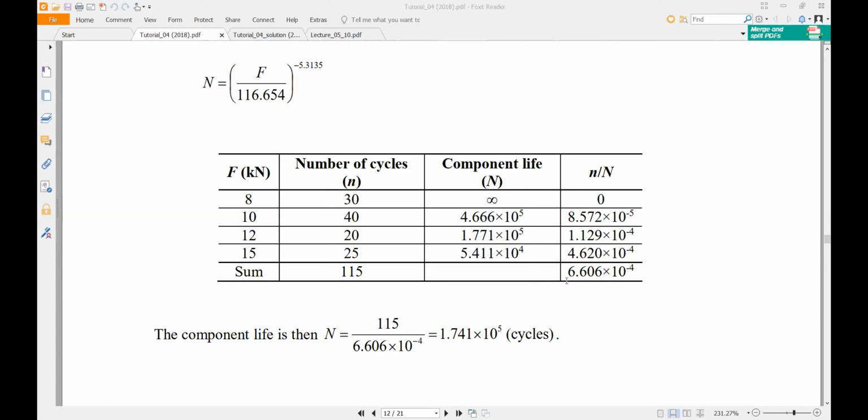So you can find out, to reach this value, to reach 1, what is the number of cycles? So this is 100. If it is 115, so this is the damage. So if damage is 1, then if you multiply by 1 this one, this is the total number of cycles to break the sample. That is the component lifetime. So this is the number of cycles after doing this calculation.